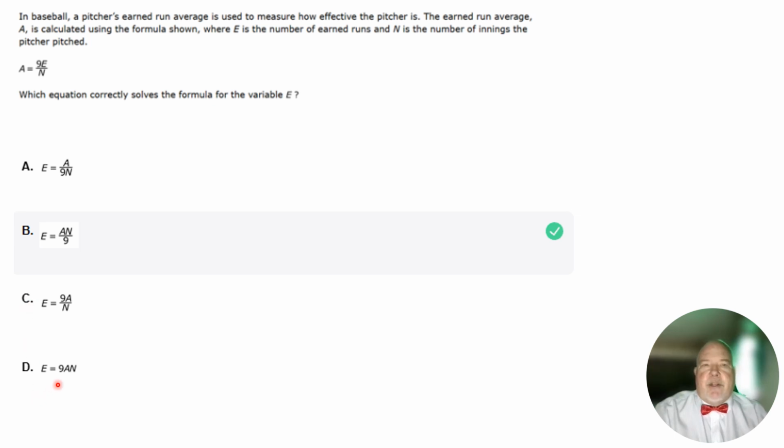And you can see from all the answer choices, they're all set up that way, which is kind of nice because that gives you an idea of what you need to do. So when we do this, we're using the same operations that we use when we solve any equation. So we're using opposite operations to get the E by itself. So I want to get rid of the 9 and I want to get rid of the N. Or in other words, I want to move them to the other side. So let's start with the N.